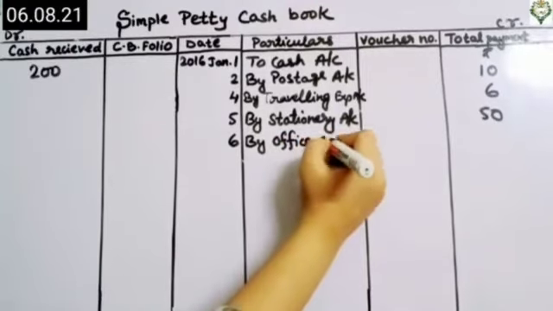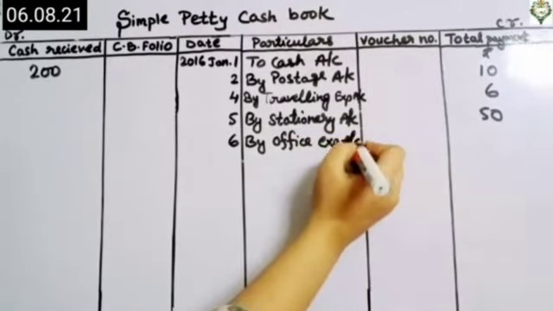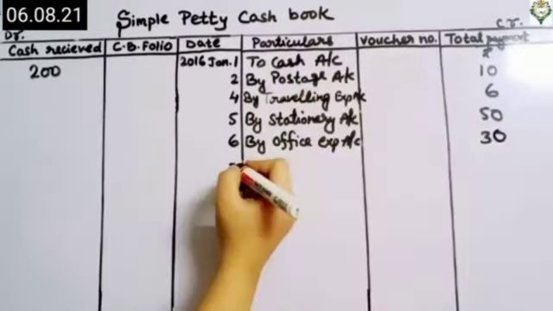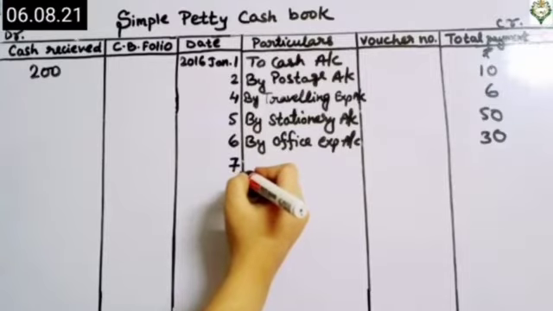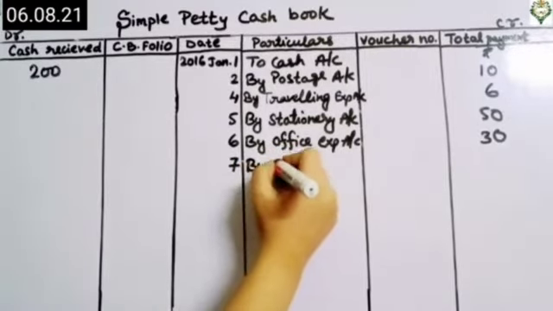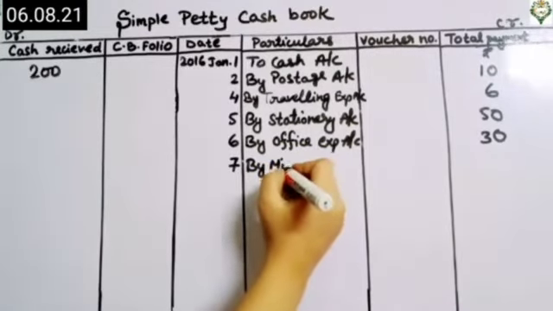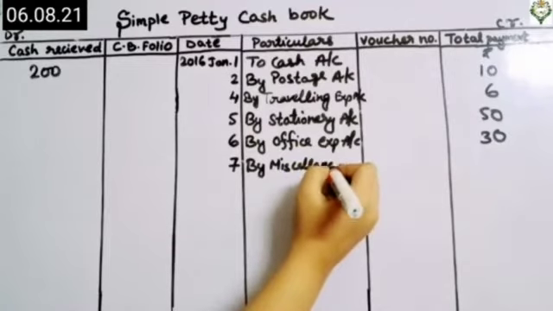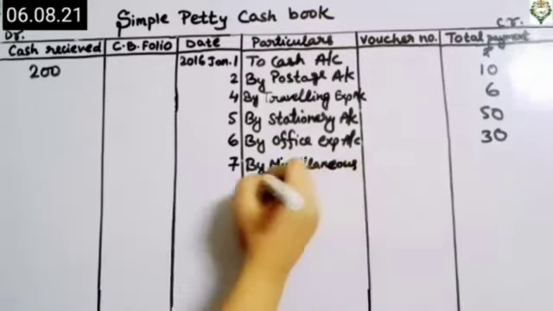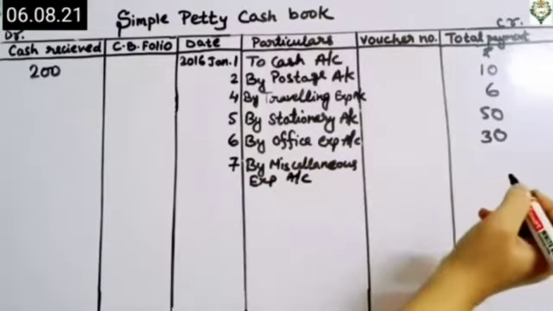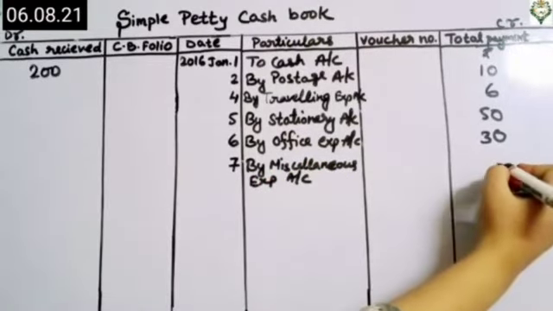Okay. And the amount is 30. Okay. Next transaction has been done on 7. It is saying paid window cleaner. Okay, so that is a miscellaneous expense. So we will record here as a miscellaneous expense, means extra expense. Okay, miscellaneous expense account. Okay, and that is for 4 rupees.